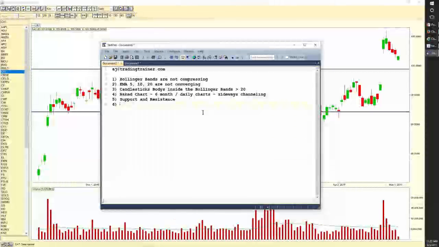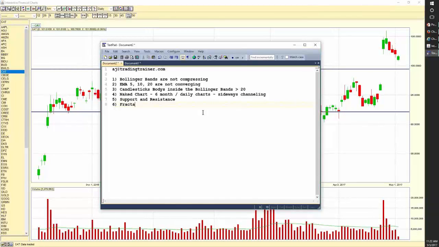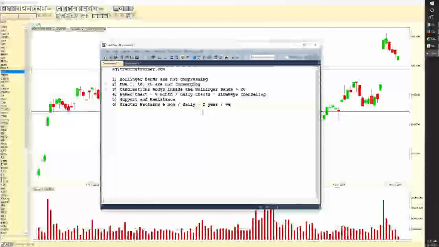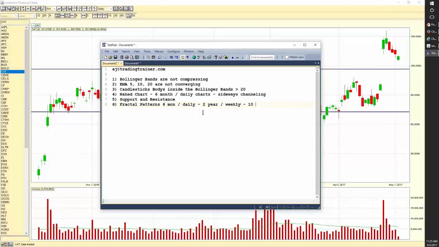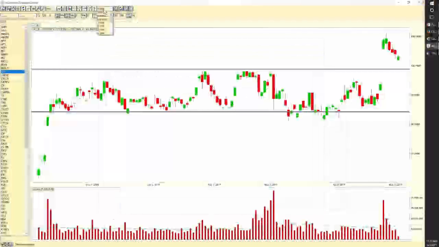Number 6, I like to look at fractal patterns. Just very quickly, fractal patterns means, do I see the same pattern not only on the 6-month daily, but do I also see it on the 2-year weekly? And do I also see it on the 10-year monthly? In fact, I could even go the other direction. Do I see it on the 30-minute, like weekly? So let's take a look at some of those.